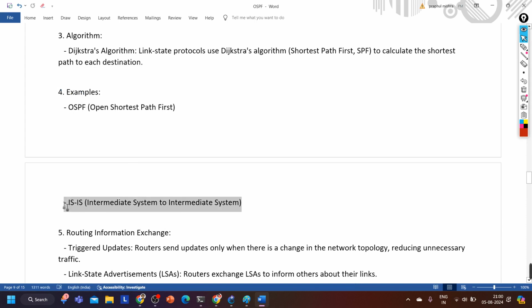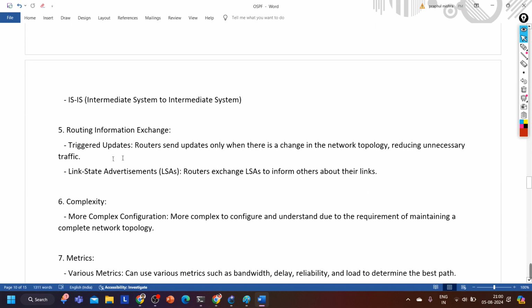ISIS is a very advanced routing protocol. Generally, we use it in ISP networks, right? Service provider networks. It is not for enterprises.